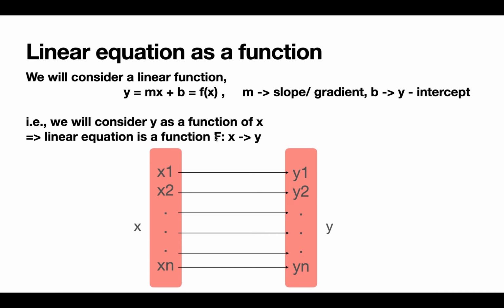A linear equation is a function from x to y. It is nothing but a function from x to y. If you look into this, it's a set of elements x and it's a set of elements y. By the function here, it has x. For each value of the x, we'll have a value for y.